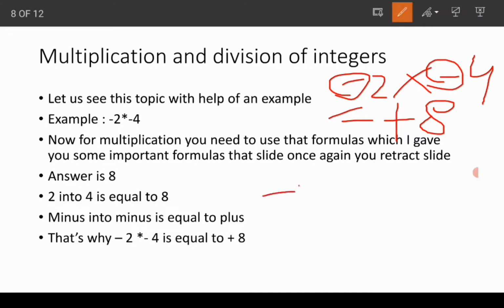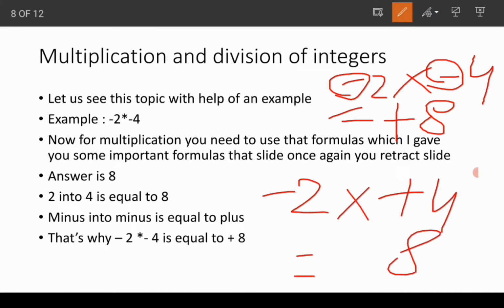Now another example. Minus 2 into plus 4. First multiply only the digits. The answer will be 8. Now multiply the signs. Minus and plus. So what will the answer be? Minus into plus will be minus. The answer will be minus 8. Whoever has understood, thumbs up with the timestamp.